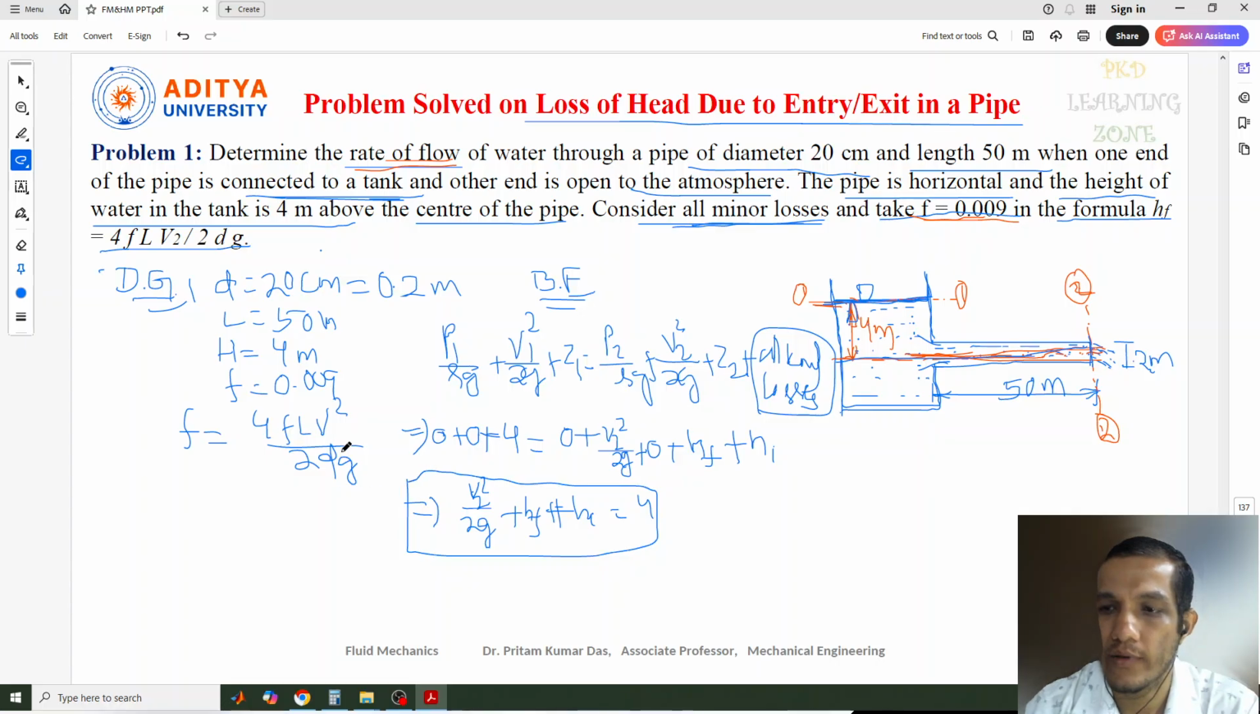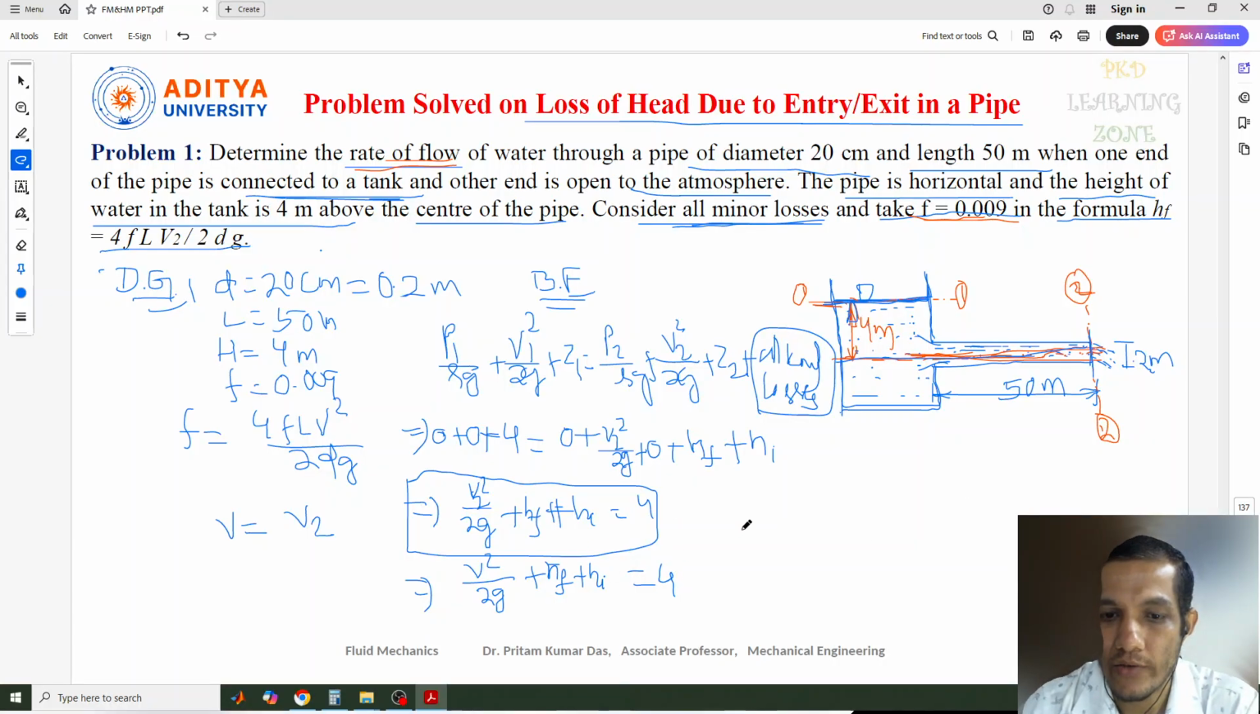Now the velocity of the fluid in the pipe we can denote as V, so V equals V2. So in place of V2 we can put V, and this is V square by 2g. Why have I written V in place of V2? Because the same velocity in the pipe is the velocity coming out here. So this whole expression equals 4.